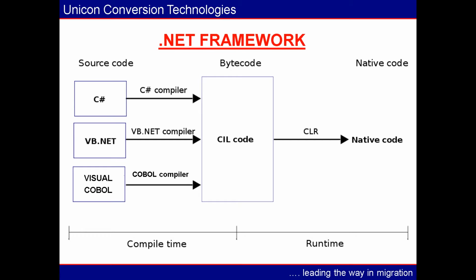Visual COBOL is a .NET programming language, fully implemented into the .NET framework, exactly like C# and VB.NET. When C#, VB.NET, and Visual COBOL programs are compiled, they all produce the same CIL bytecode, Common Intermediate Language. All the CIL programs run under the CLR, the Common Language Runtime. That is why C#, VB.NET, and Visual COBOL are fully interoperable.